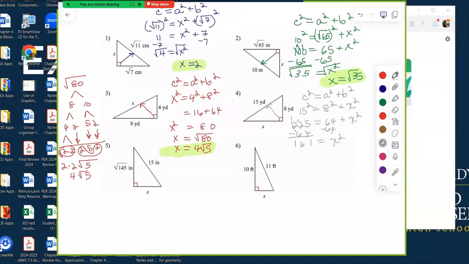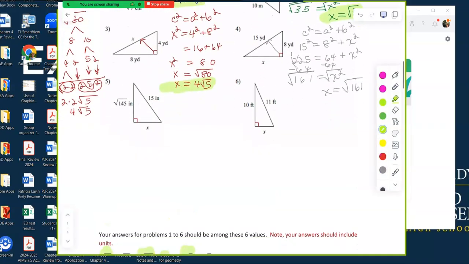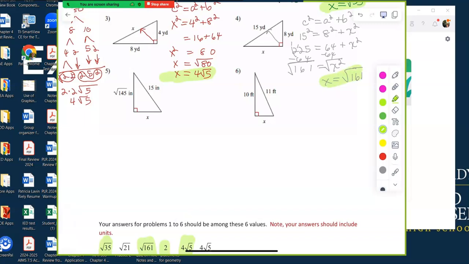But I don't want x squared, I want x. Take the square root, take the square root. And x is going to equal radical 161. That is prime. And so that's why this matches my answer. Okay, 2 more to do.